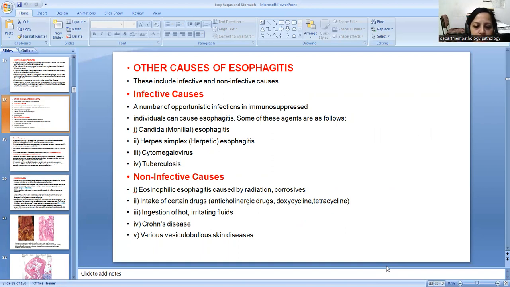In the non-infective causes, eosinophilic esophagitis is caused by radiation, corrosives, intake of certain drugs like anticholinergics, doxycycline, tetracycline, injection of hot irritating fluids, Crohn's disease, and various vesiculobullous skin diseases.